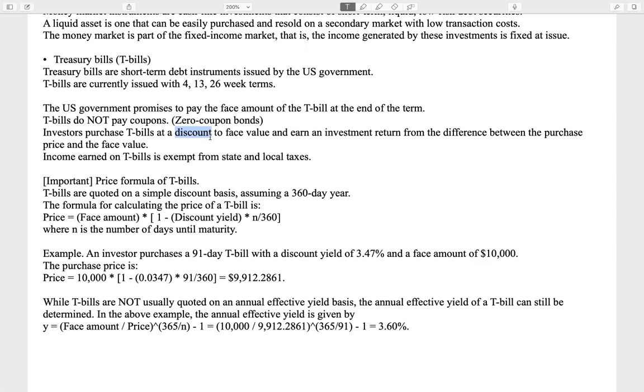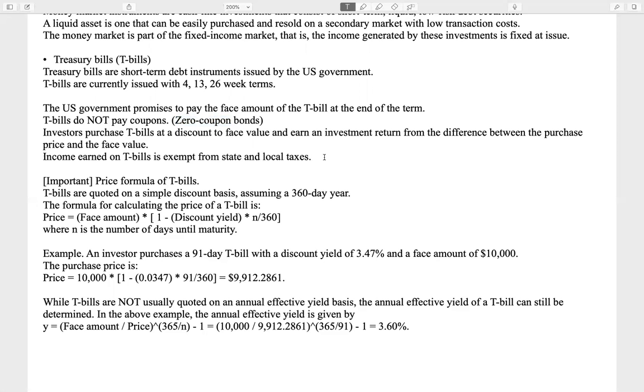So the profit you actually earn is the difference, right? You pay 98. By the end of the term, you receive $100 back. In this specific example, you make a profit of $2, right? That's the difference between the purchase price and the face value. Other than that, you do not receive any interest payments. There are no coupons. So that's why we call those zero coupon bonds.